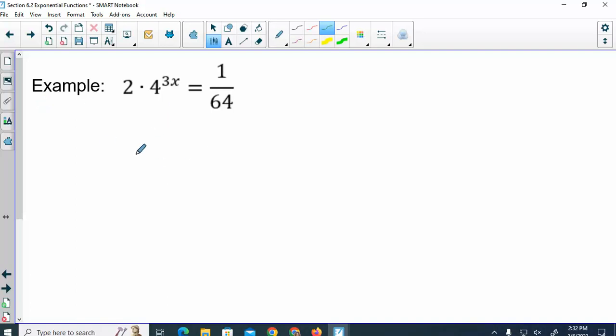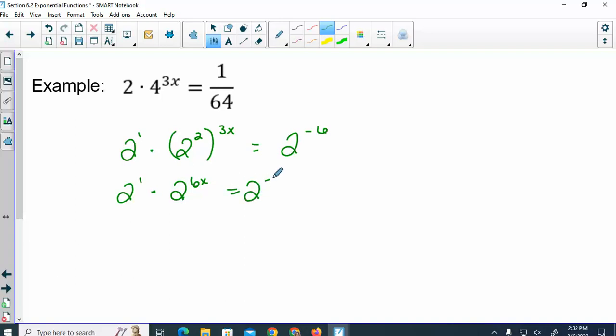Alright, so common base is what? Oh, 2. So I have just a plain 2, or I could write that as 2 to the first. 4 to the 3x, so that would be 2 squared to the 3x. How would you do 1 over 64? To the, oh yeah. So we get 2 to the first times 2 to the 6x equals 2 to the negative 6.